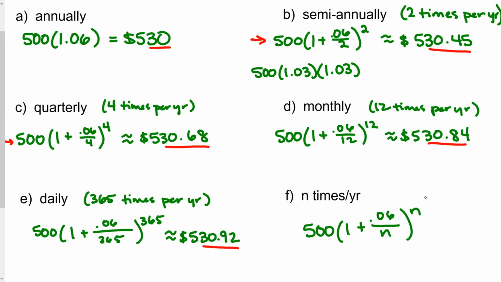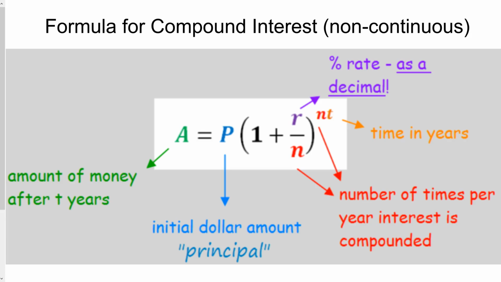And again, we're going to generalize this where we don't use 500, we don't use 0.06, and also, what if instead of it just being for 1 year, as we've done on this entire page, but what if it was for t years, then we would also have an extra variable up there. So that's what we do to get to our formula, which is right here. This is called the non-continuous compound interest formula. The next formula we learn is going to be continuous compound interest.